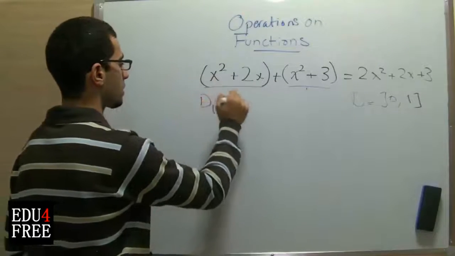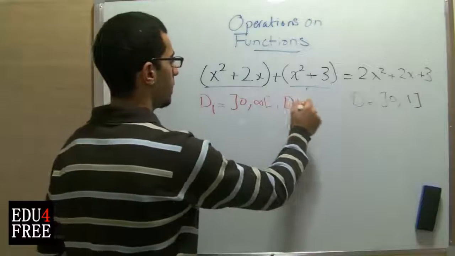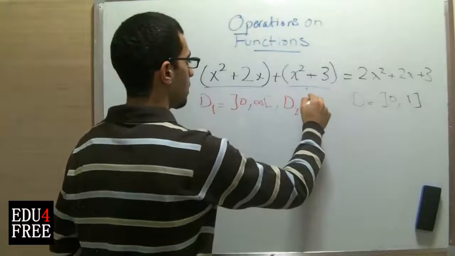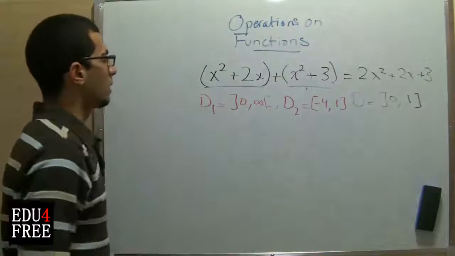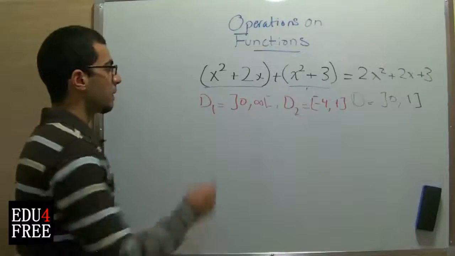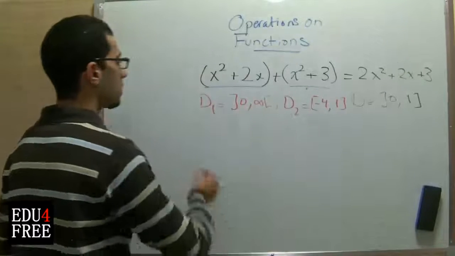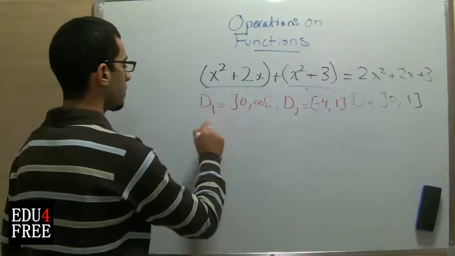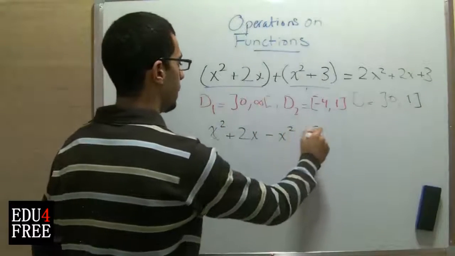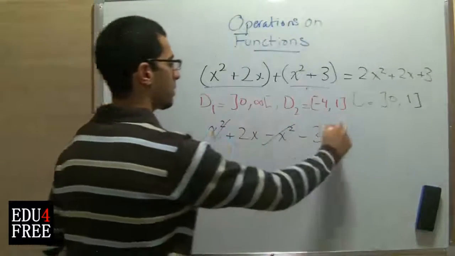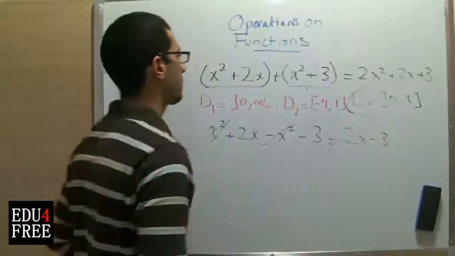So d1 equals that interval and d2 equals from negative 4 to 1. Now let's subtract this function from that one. So we get x to the power 2 plus 2x minus x to the power 2 minus 3. So we get 2x minus 3, and the domain is the same as that one.